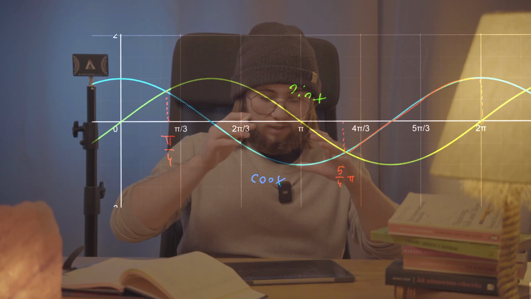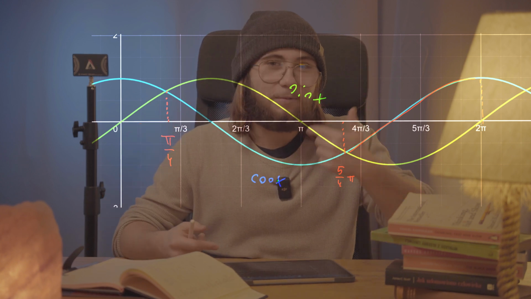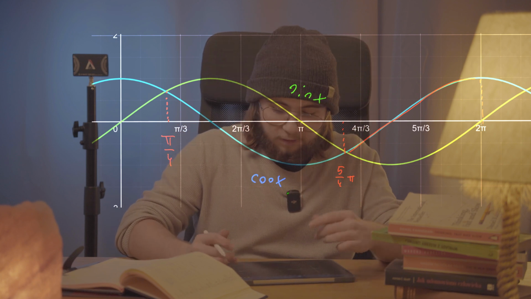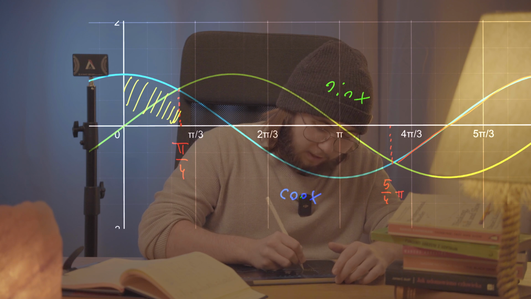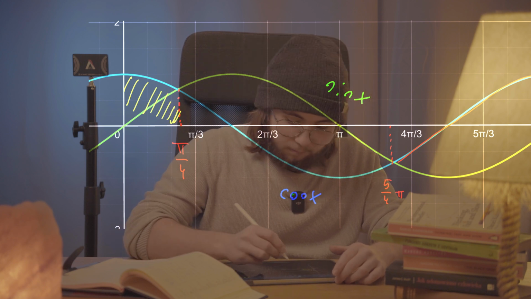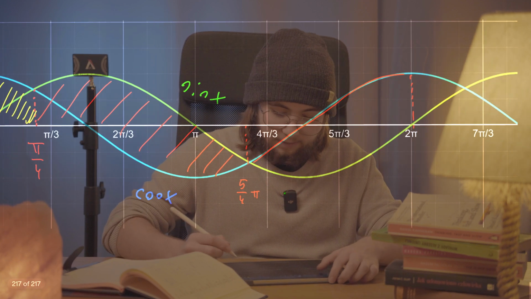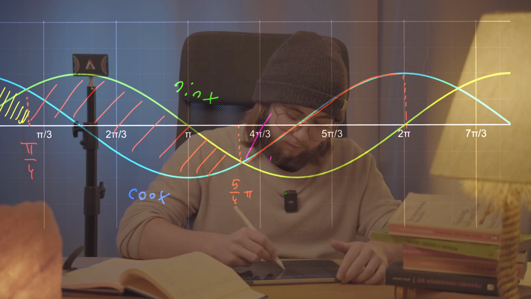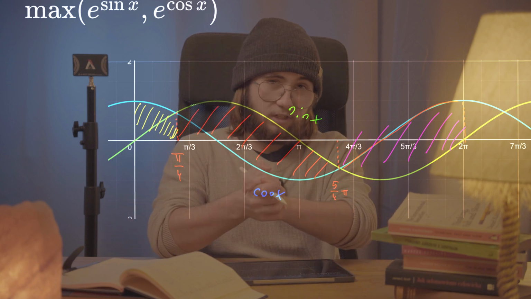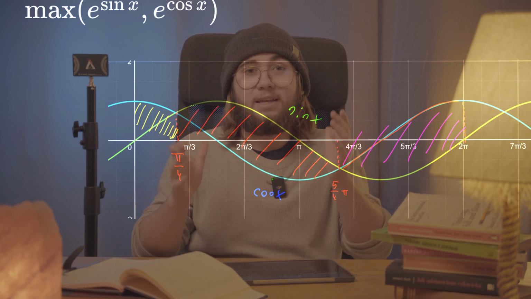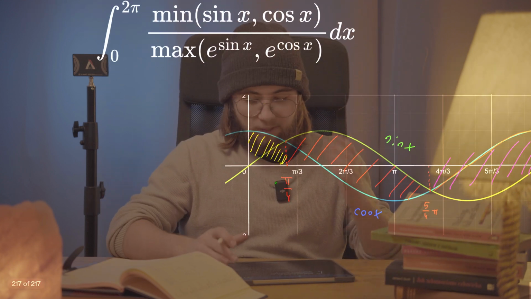So we actually have three different sub-intervals that we can integrate over. The first one is between 0 and pi over 4. Then the second one is between pi over 4 and 5 over 4 times pi, and then from 5 over 4 times pi up to 2 pi. If we integrate over those three regions and sum up those integrals, we'll get the area under the curve that we wanted from the very beginning. So let's go on and do it.